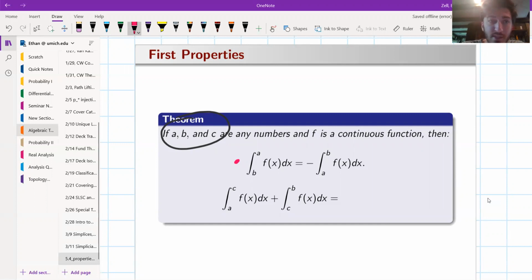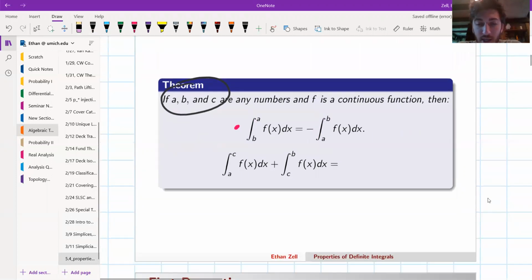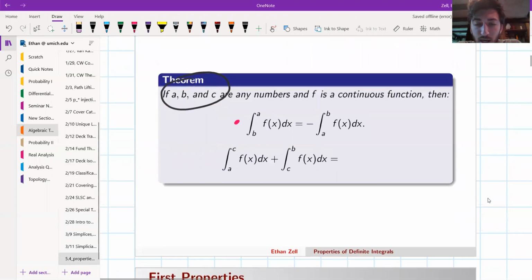So what do I mean, switch the limits of integration? I just mean if I'm going from B to A, then if I switch to going from A to B, then it's the same thing as just adding in a negative sign, like right there. Okay, so again, that won't be tested, but that's probably a good thing to know if you're going to take any more calculus.